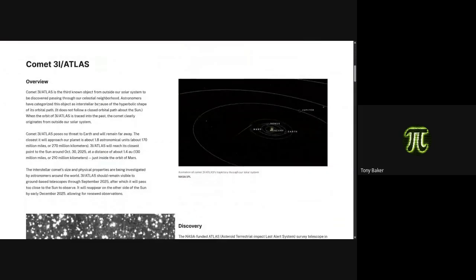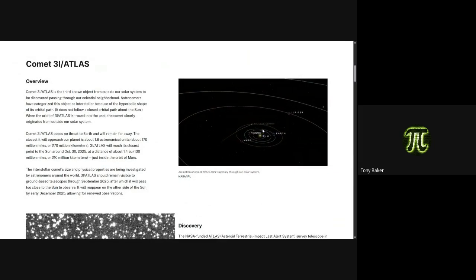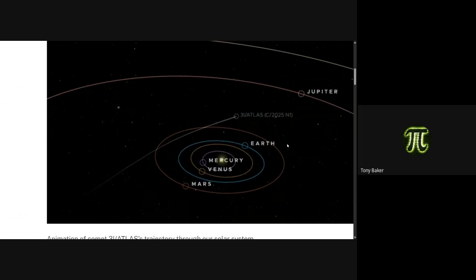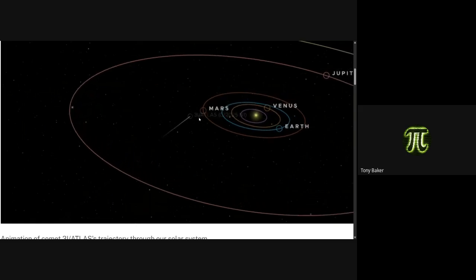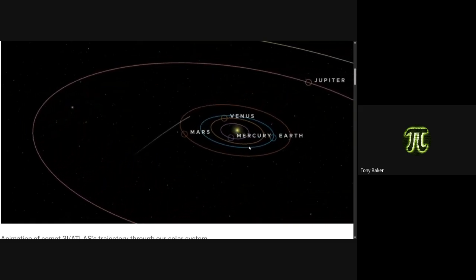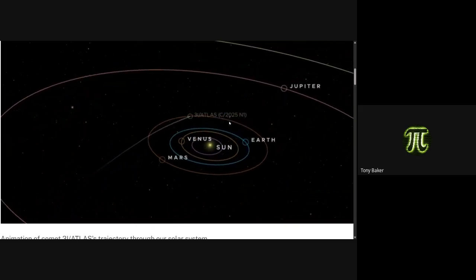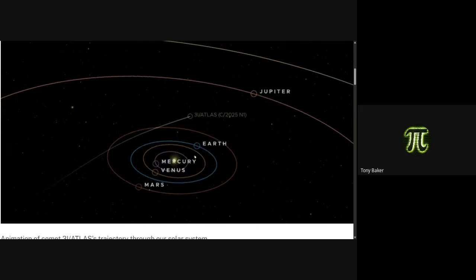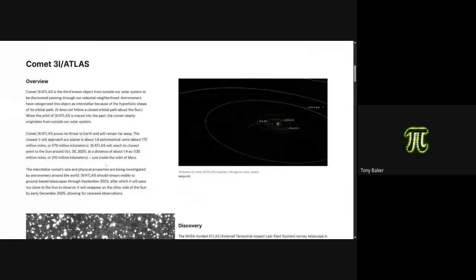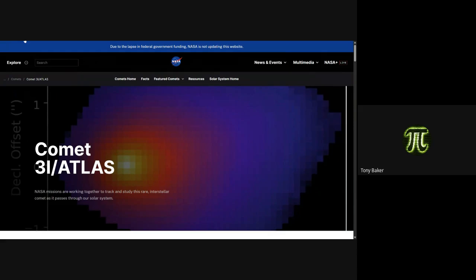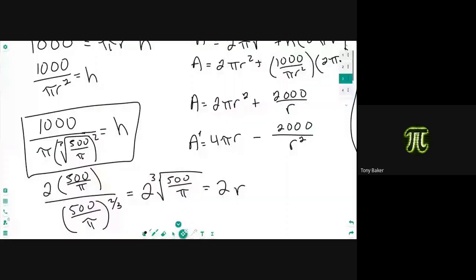So this is the object. So it's literally, this is where it is now. 3I Atlas is the object's name. It's just coming around the sun. Actually, it's made its closest path to Earth. I think it was yesterday or today. So the reason I'm saying that is because the next problem relates to something like this that we're going to look at.